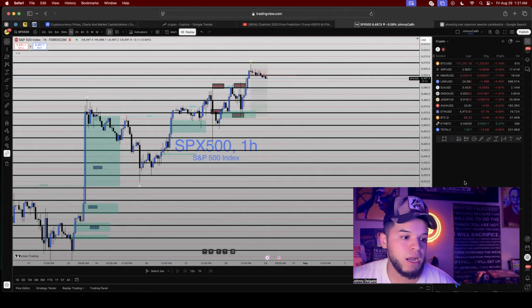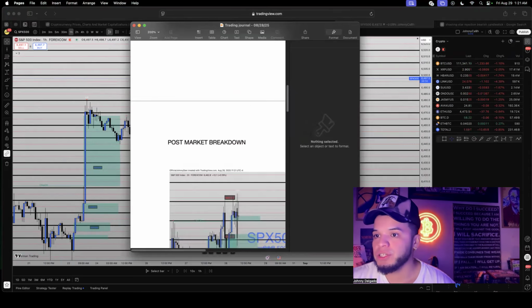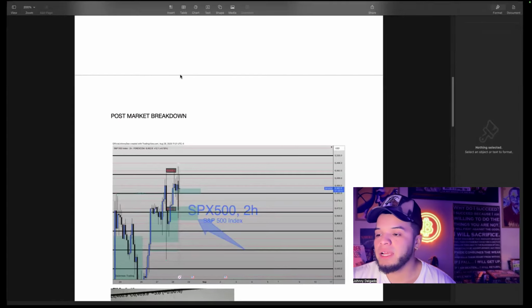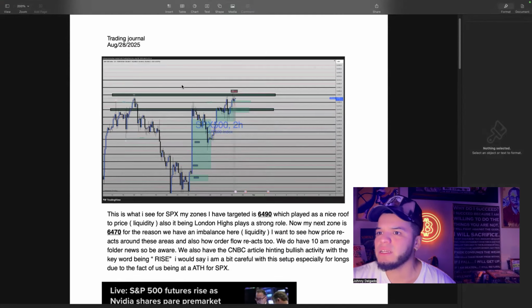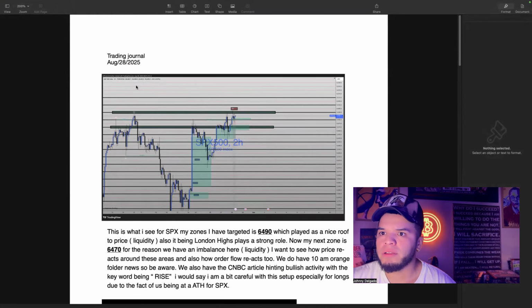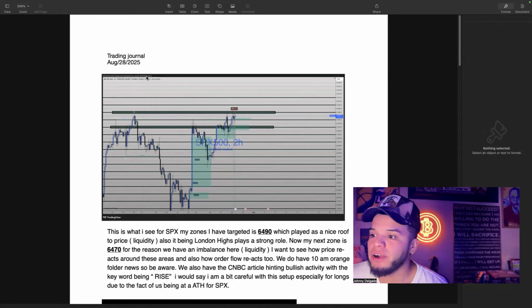Now, breaking down my trading journal, let me break it down to you guys so you can realize what I saw. Again, I want to teach you guys what I see. And again, I marked this up. You can see here, 9:01 a.m. I actually marked it up a lot earlier, but this is when I sent it to my Telegram chat.